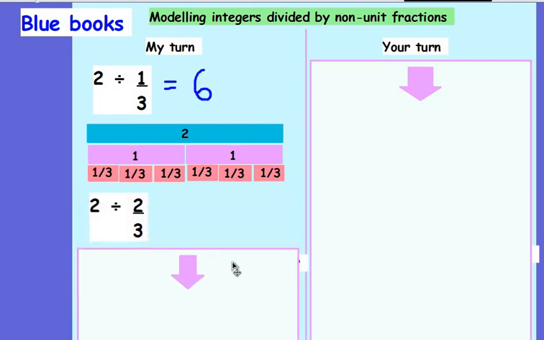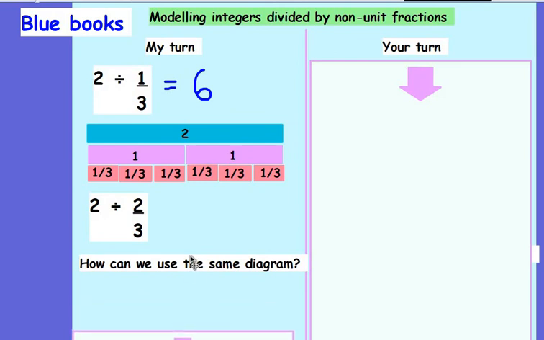However, how can I use this model to work out what 2 divided by 2 thirds would be? Well, what I can do is I can put together 2 of my thirds to give me 2 thirds. So if I put these 2 together, that's 2 thirds. I can then put these 2 together, that's 2 thirds. And I can put these 2 together, as that's 2 thirds.